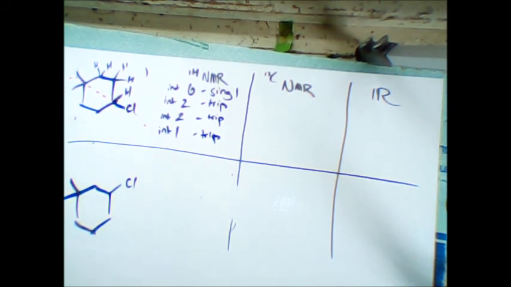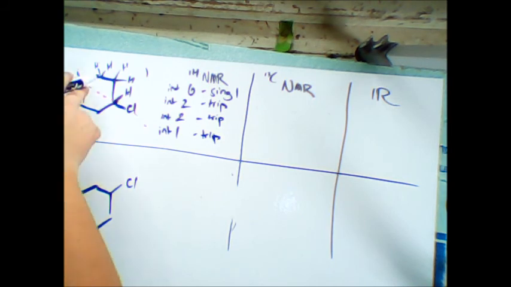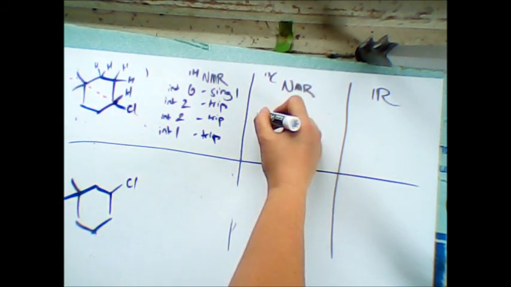So, depending on how you want to count it, we can say that these 2 are the same, because we did that for the HNMR, so let's just be consistent. So you got 1 signal, 2 signals, 3, 4, 5. 5 total signals.